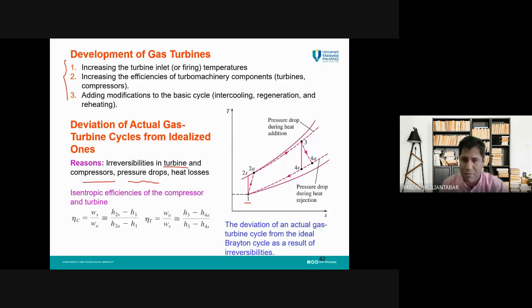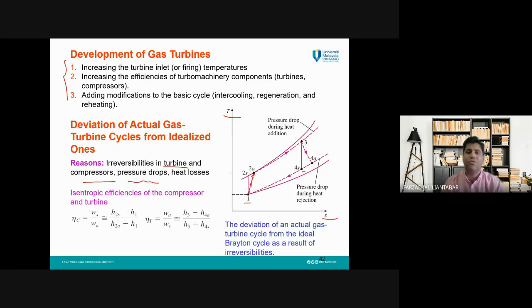The isentropic process means from state 1 to state 2S, a vertical line on the TS diagram for the compressor. For the turbine, also a vertical line, state 3 to state 4S. This is for the ideal one, but for the actual Brayton cycle, it is like this. It is not an isentropic process. We have some irreversibility. The entropy will increase in the compressor and also in the turbine. So the turbine and compressor are not isentropic devices actually.